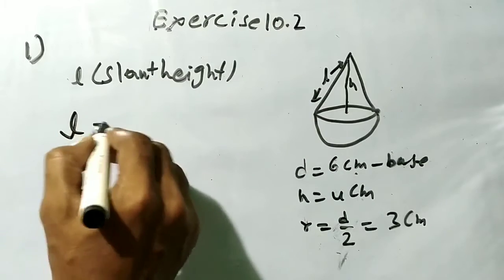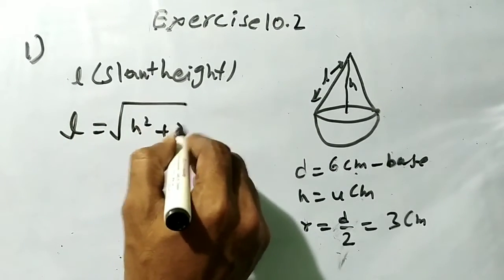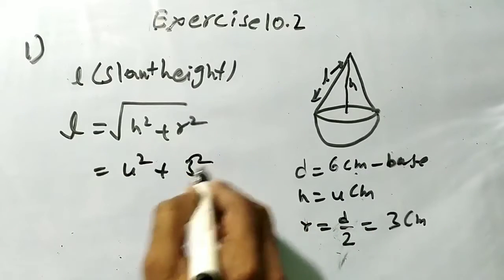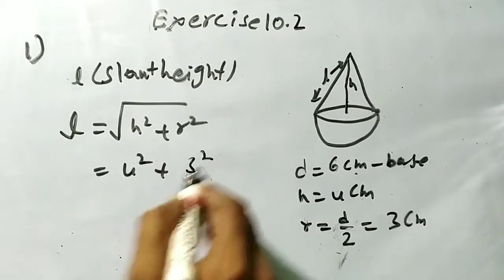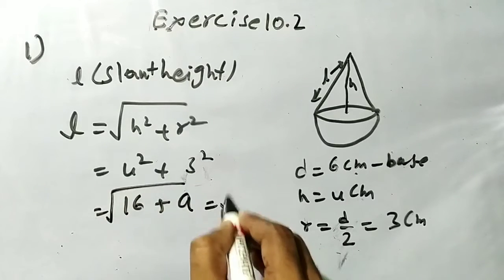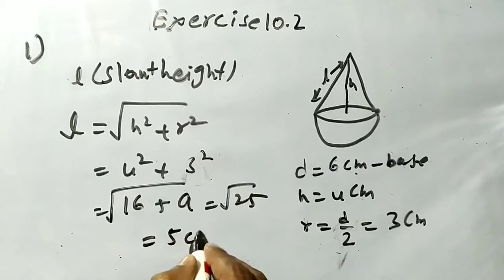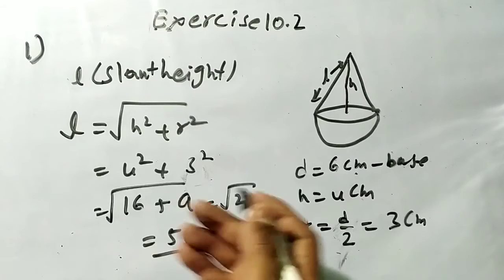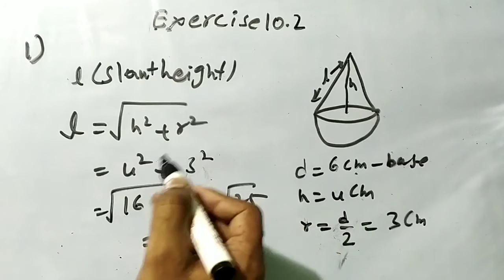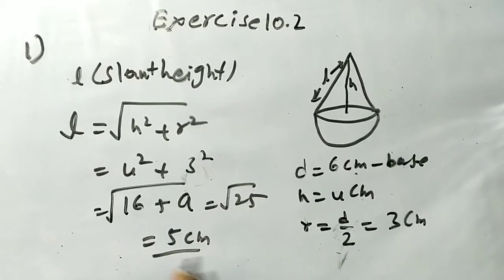We know the formula: L is equal to under root of h square plus r square. H is equal to 4 square plus r is equal to 3 square. So 16, and 3 square is 9. So under root of 25 is equal to 5 centimeters. This is even known in 6th class, 7th class. That is the Pythagoras theorem. So we got another value, L is equal to 5 centimeters.